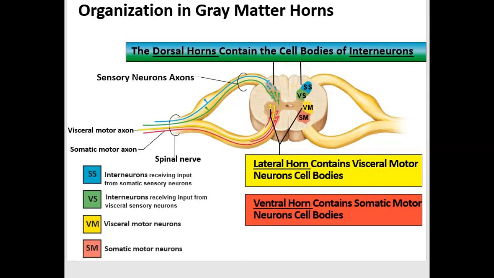So in the horns, we also have organization, not just within the dorsal roots of the nerves. In the dorsal horn, you have cell bodies of interneurons. And then in the lateral horn and the ventral horn, you have cell bodies of motor neurons, except two different kinds of motor neurons. It turns out that the lateral horn contains motor neurons that are going to go to glands and smooth muscle, whereas the ventral horn contains cell bodies of motor neurons going out to skeletal muscle that you can consciously control.